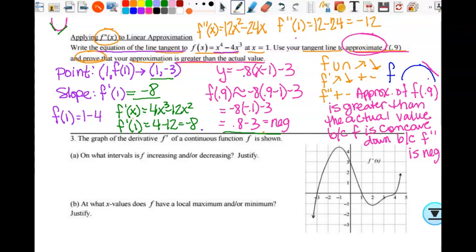It's not an English class, it's not an English test. So we can't just say, okay, the reason that it's greater is because it is concave down. How do we know it's concave down? We know it's concave down because f double prime is negative. Okay, we good with that? What questions do you have?